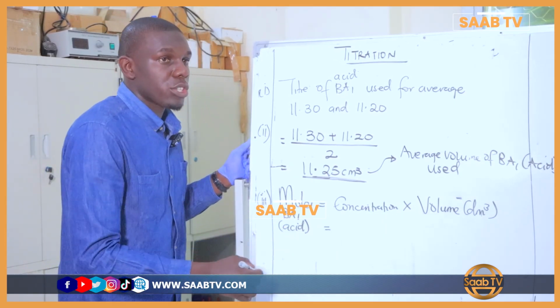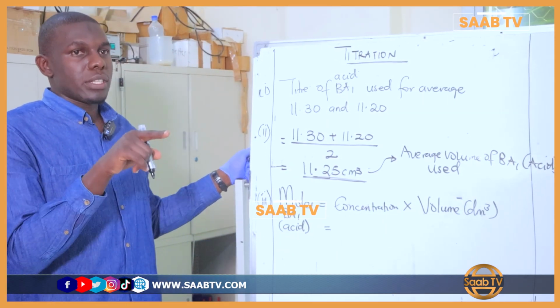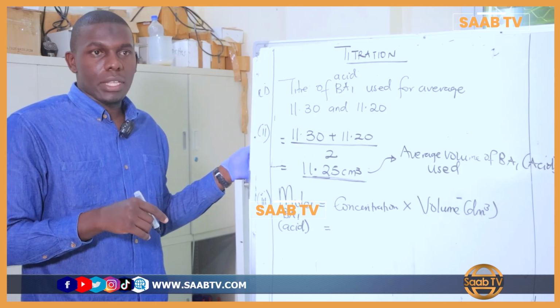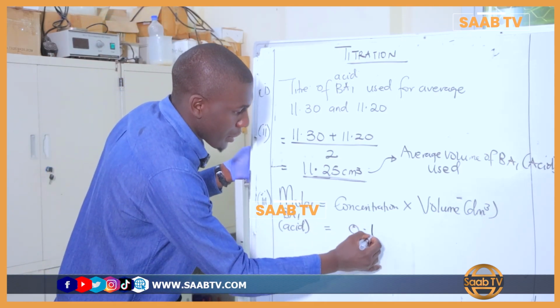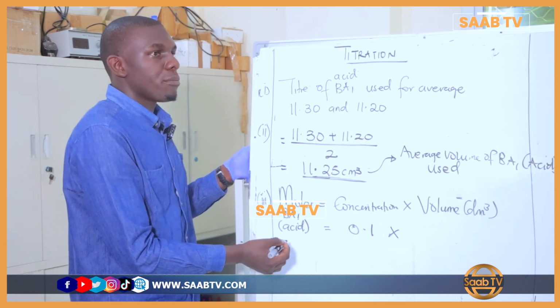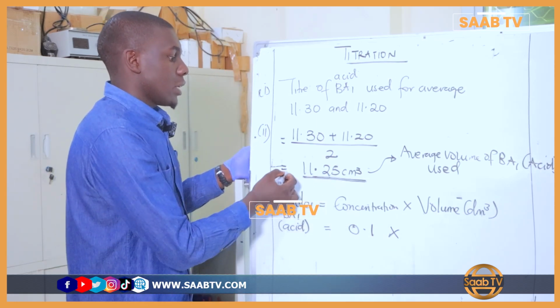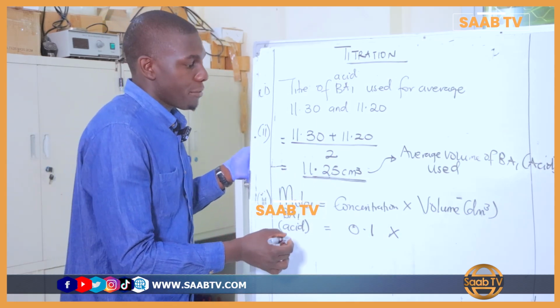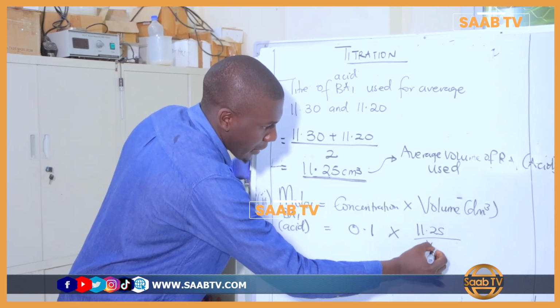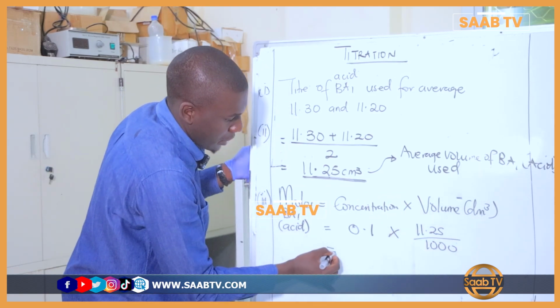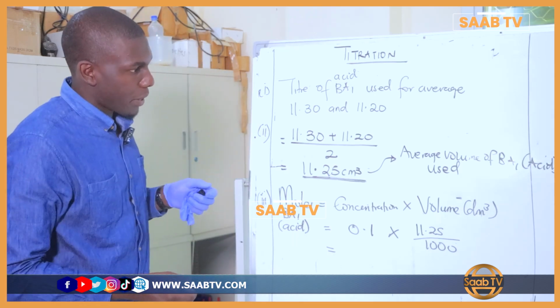So when you look at that question I gave you, the concentration is there for hydrochloric acid. Which value is that? 0.1, very good. Times, what's the volume of BA1 we use? 11.25, but should be in decimeters, so it will be 11.25 divided by 1000. So when you press on the calculator, what do you get for that part?